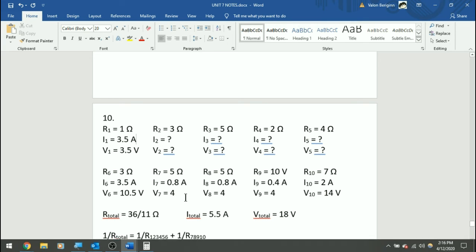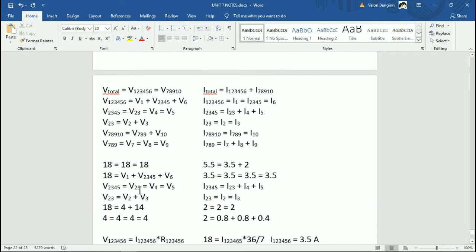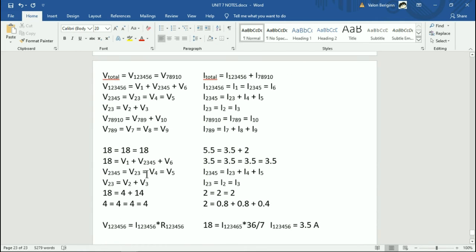Okay, yeah, I forgot to do that for these. Okay, there are all my variables. Oh, this is not V. What am I doing? Okay. Everything else good? I think everything else is good. Okay, so we have 3.5. V is 3.5, V1 is 3.5, and V6 is 10.5. So V1 is 3.5. This is 10.5.